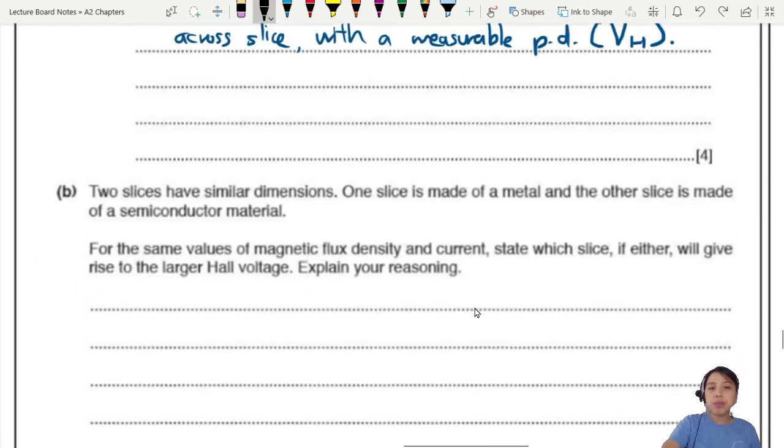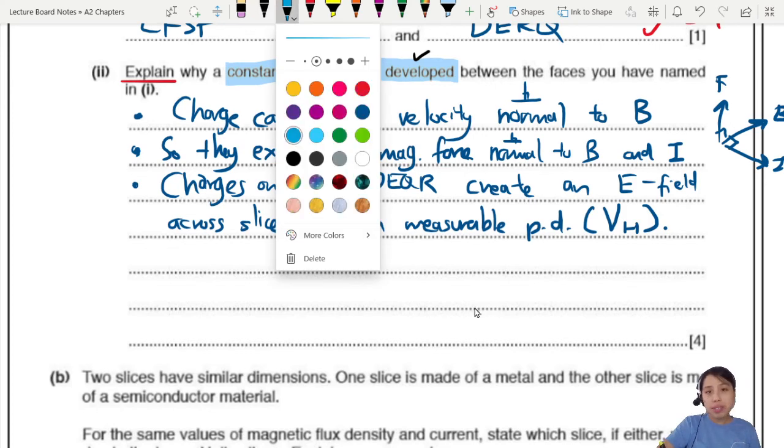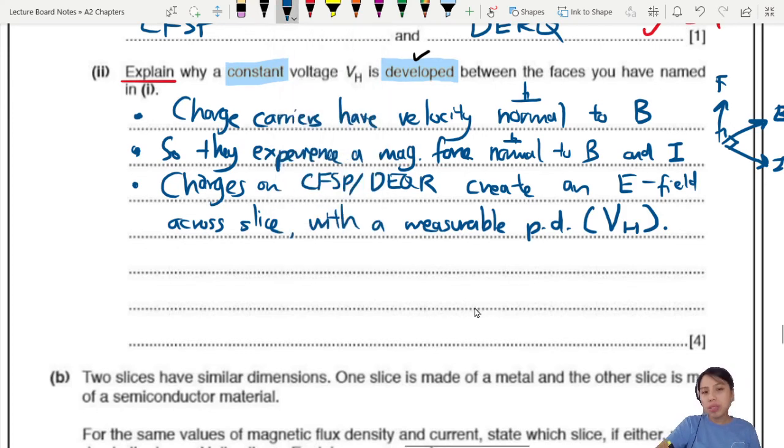Okay, next. So what happened? Is that the end already? Not yet. We have talked about how it developed a Hall voltage. That's the end of this first part. But we haven't said why the Hall voltage will be constant. Hall voltage will increase, yes. But why is it constant? Why does it become constant? That's the last part we need to talk about.